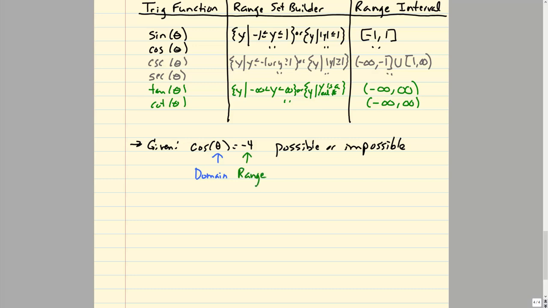So what I'm asking is, could the cosine of just some plain old angle, theta, be equal to -4? So if I come up here, and I'm looking at cosine of theta, and I look across, its range has to be between -1 and 1. This is not inside that range, so I have to say that this is not possible. So this is impossible, okay? Because it doesn't lie within the range that I've been given.